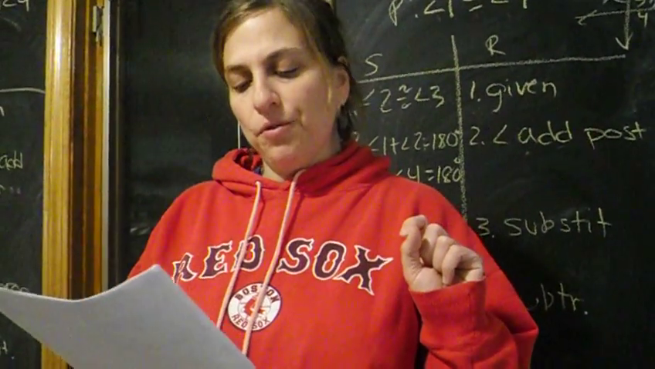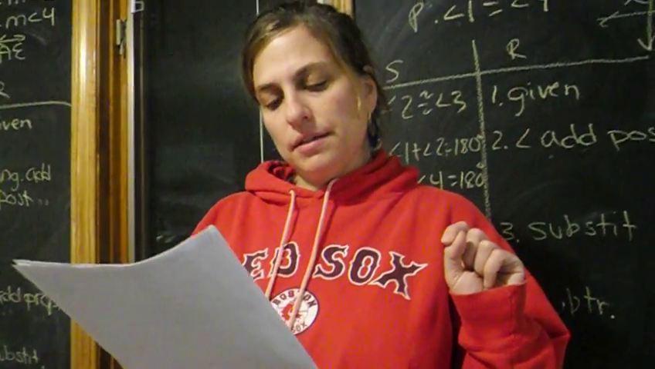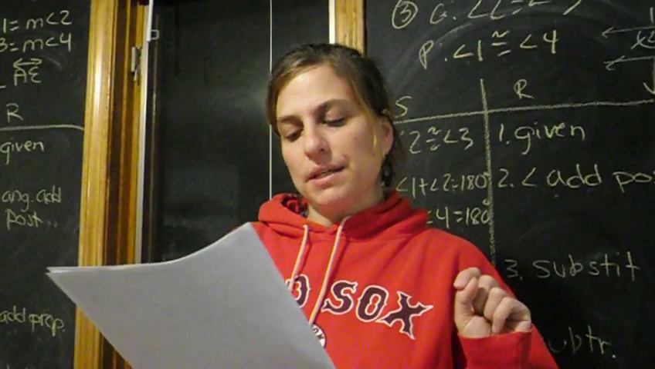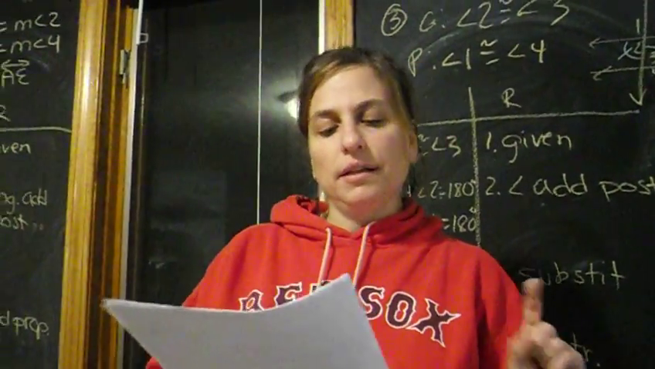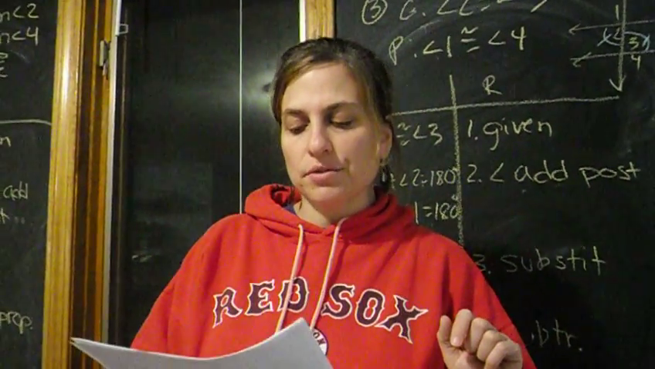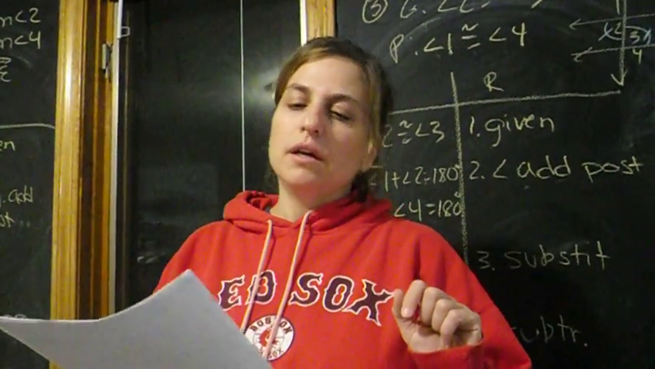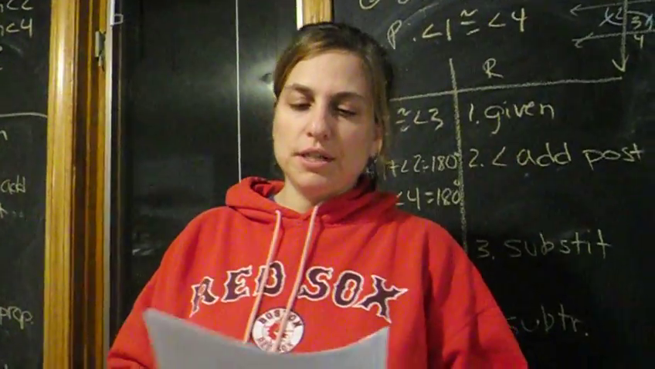And then number 4 is angle 1 plus angle 2 equals angle 3 plus angle 4, substitution. And then number 5 is angle 3 is congruent to angle 2 by subtraction. Okay, and you can look at the pictures and do that.